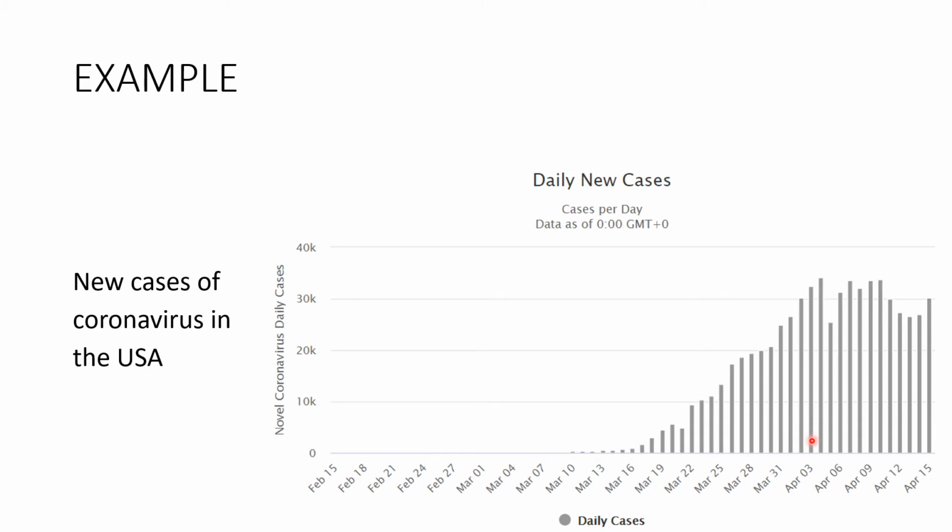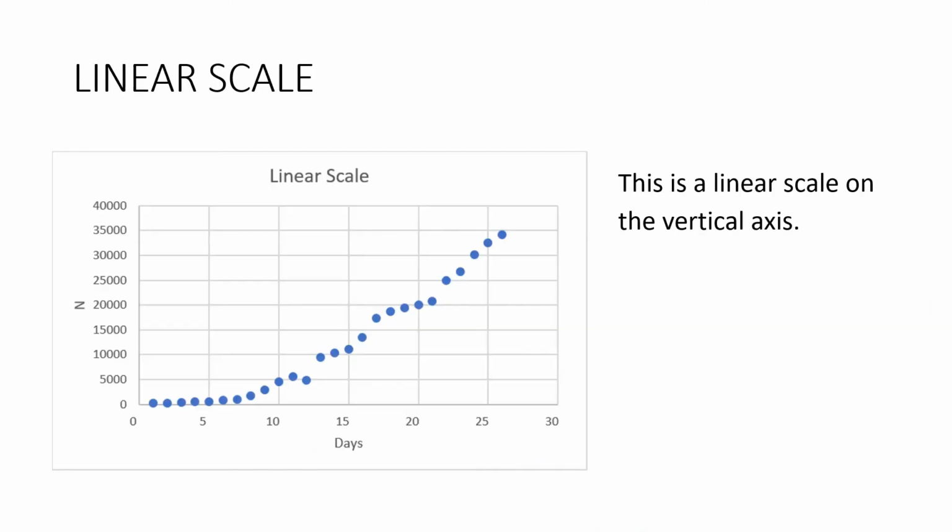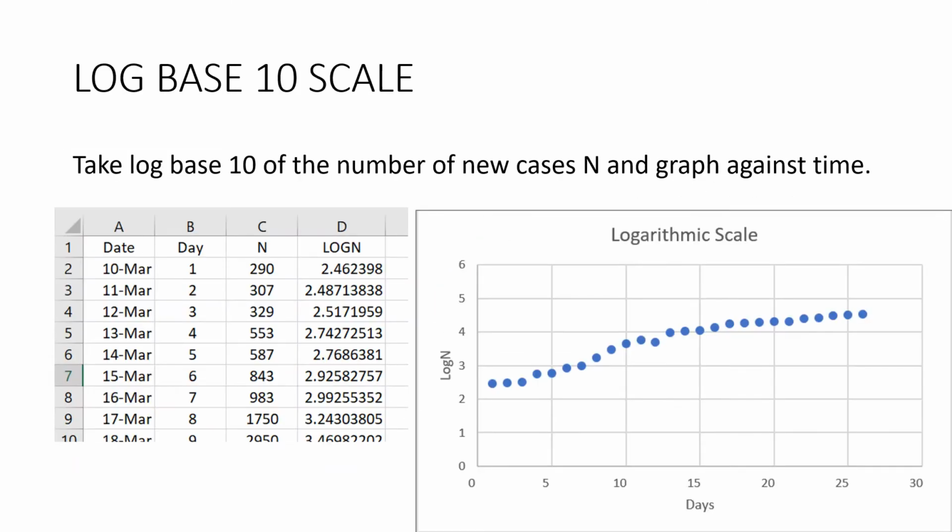We're going to take this part of the graph here and then graph the log of the number of cases, and I'll show you what will happen. So here's that selected data, just using a linear scale. And you can see how it is increasing at an increasing rate, so it's exponential. So let's have a look at what happens when we graph the log of the number of new cases.